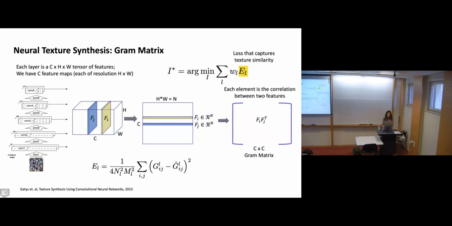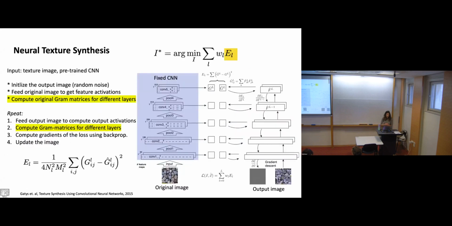And we're gonna do that for several layers in the neural network. We did some ablation on how to choose that, and we're gonna see it next. But again, just to complete the overall algorithm, we're gonna initialize our output image, feed the original input image to the neural network, compute the original Gram matrices for different layers, and then during the optimization, we're gonna basically take the output image, feed it into the neural network, compute the Gram matrices for the different layers that we selected, compute the gradients of the loss using backpropagation, and update the output image with respect to these gradients.